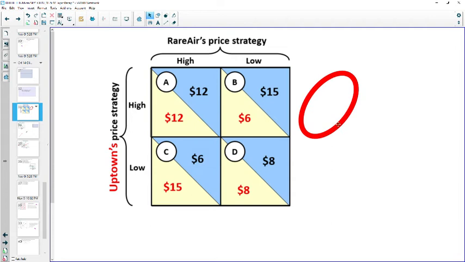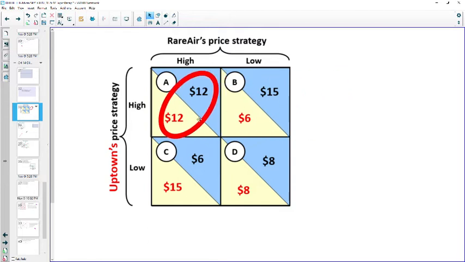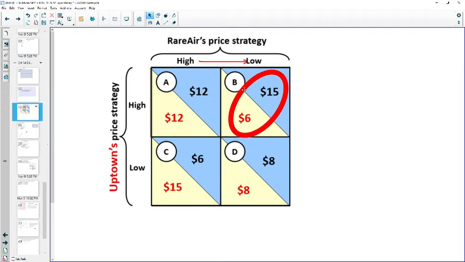We talk about strategic behavior. Here's an example: Rare Air and Uptown are 2 companies in the same business. Let's say they initially start out charging high prices. They're each going to earn $12 million. But what happens if Rare Air, and all the blue triangles are the return to Rare Air, decides to cut prices a little bit, not a lot, just a little bit? They're going to steal a lot of business, still be profitable, and they're going to raise their return to 15, causing Uptown to go from 12 to 6.